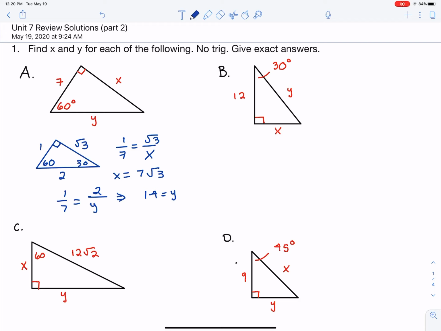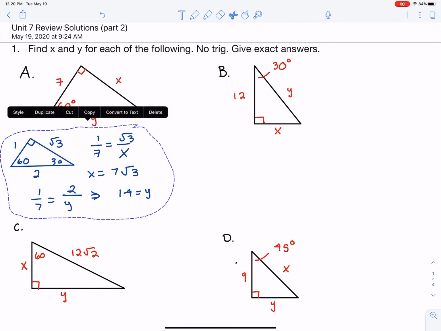Now, that's kind of the concept behind it. Okay? But I want you to know there are some shortcuts here that we can take if we feel comfortable. And as I go through these, I'm going to be going through both ways so that you see the shortcut.